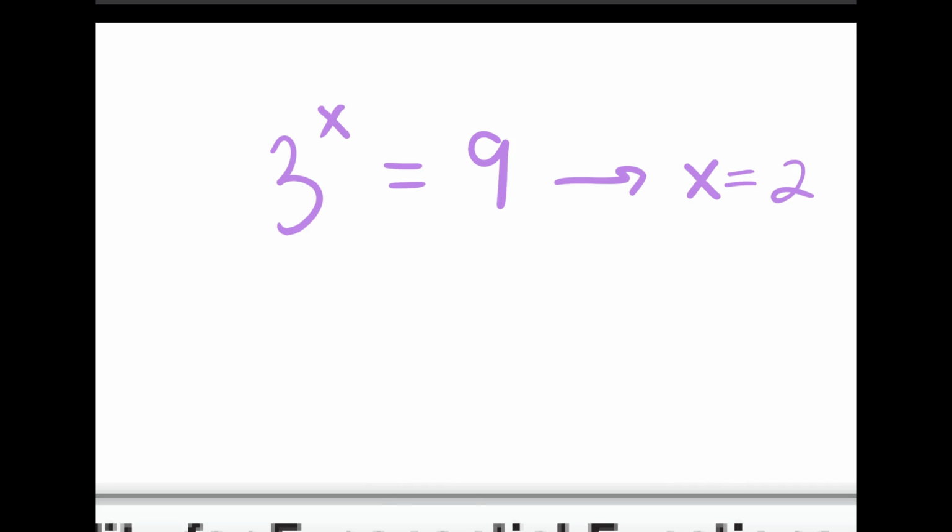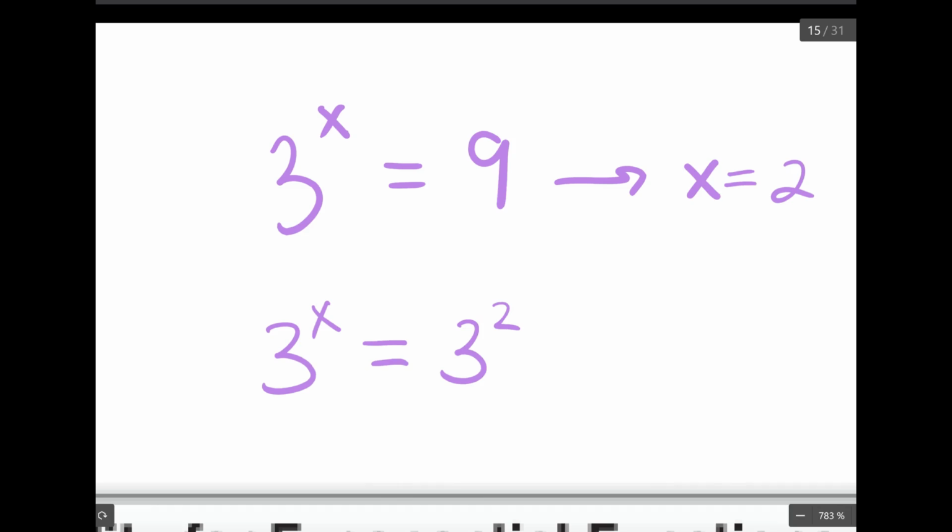All right. So if I wrote it like this, it'd be super easy. I'm starting off with an example that you already know, because you know what the answer should be. What if I wanted to solve it a different way? Can I rewrite 9 in terms of 3 to some power? What is 9? 3 to the what power? 3 squared. Okay, so I have 3 to the x is equal to 3 squared.